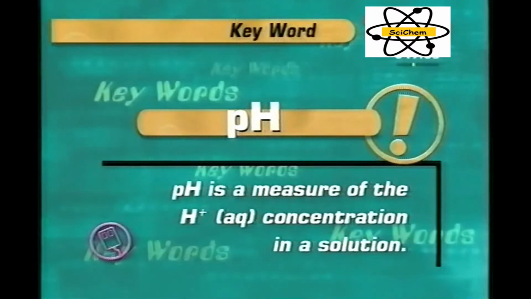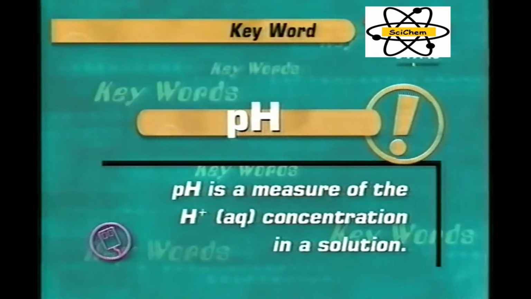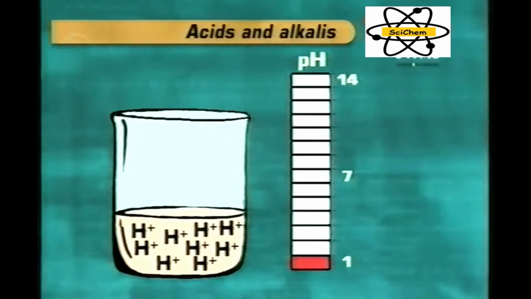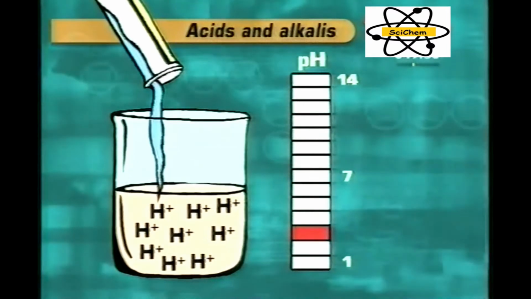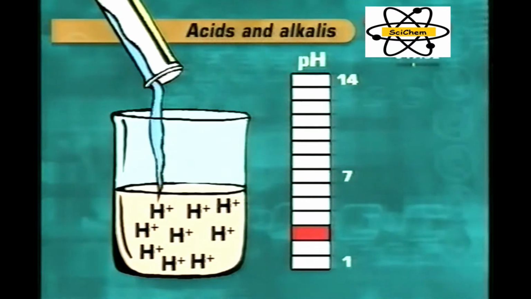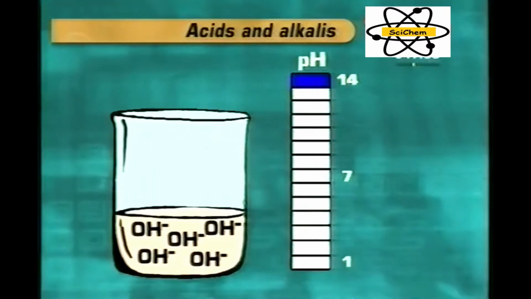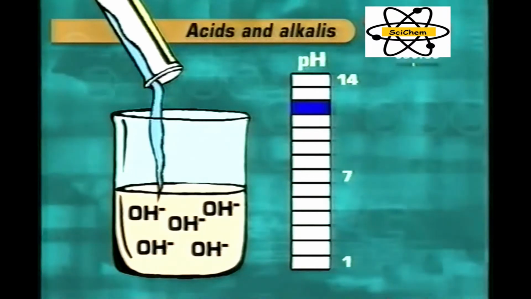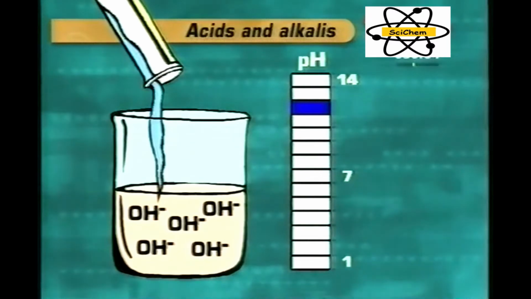pH is a measure of the hydrogen ion concentration in a solution. As an acid is diluted, the concentration of the hydrogen ions decreases. The solution becomes less acidic, and as a result, the pH rises towards 7. As an alkali is diluted, the concentration of the hydroxide ions decreases. The solution becomes less alkaline and the pH falls towards 7.